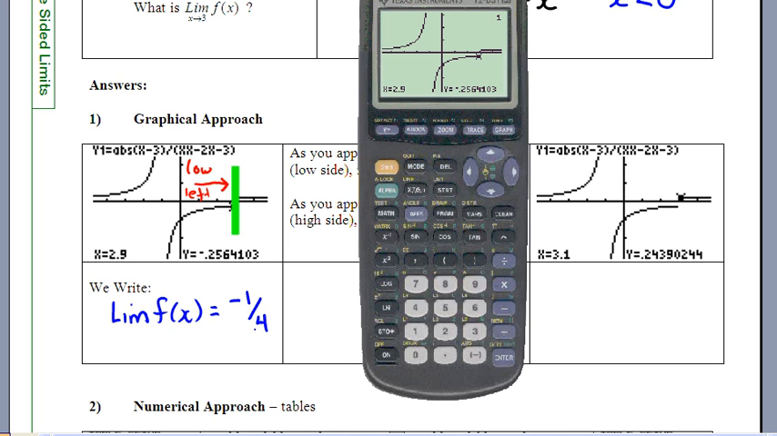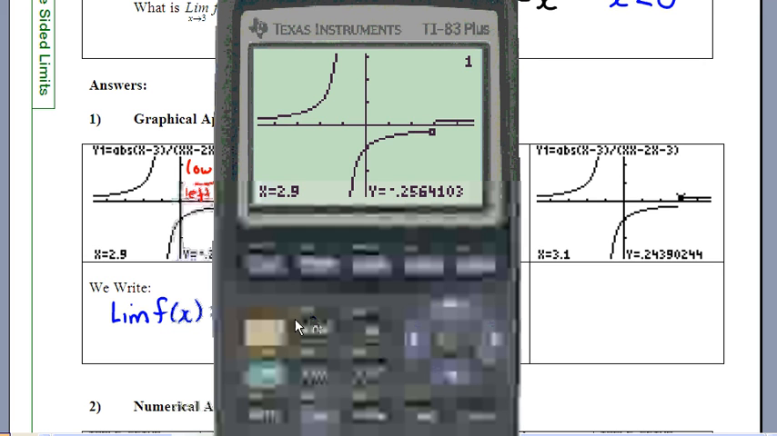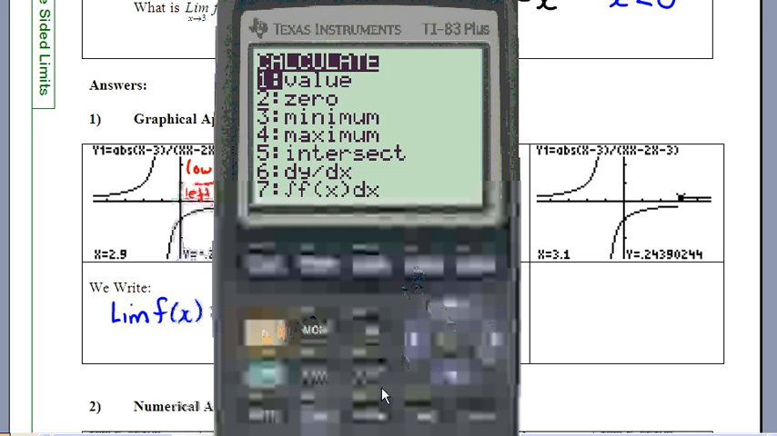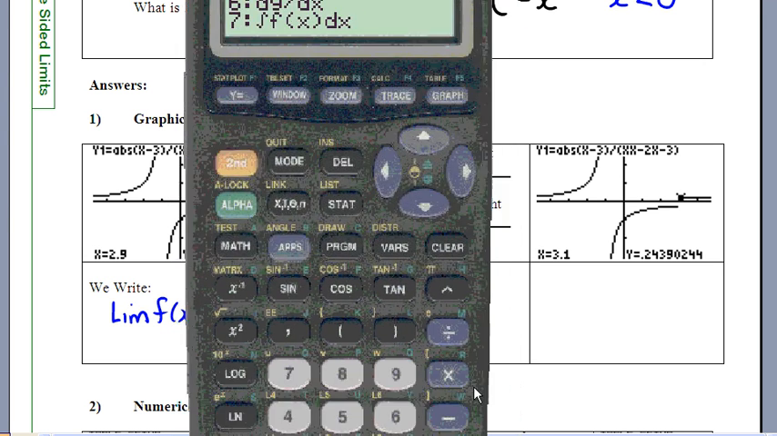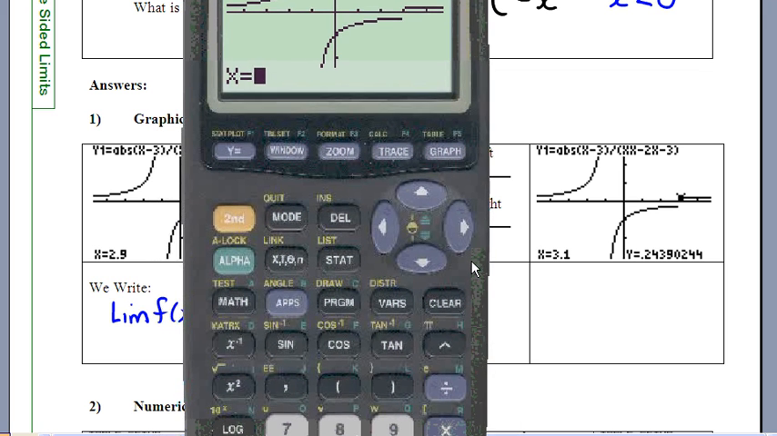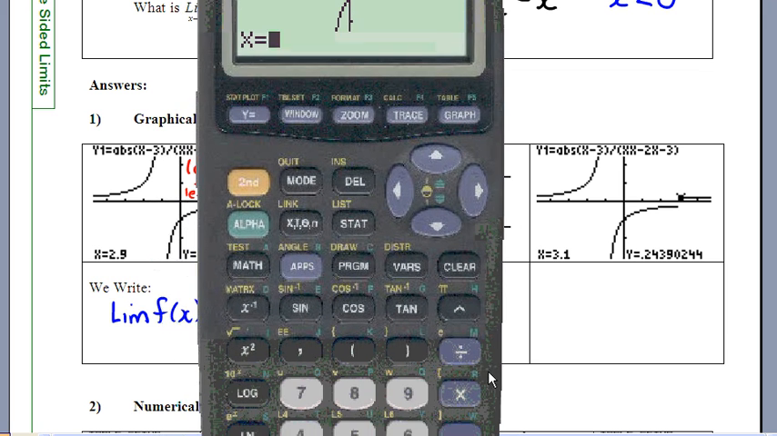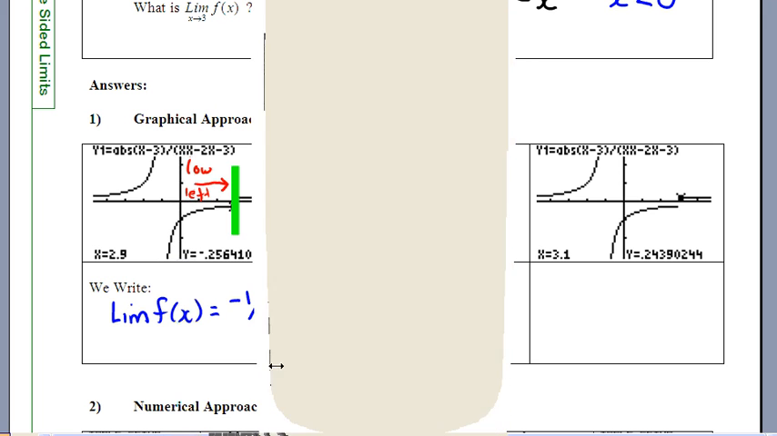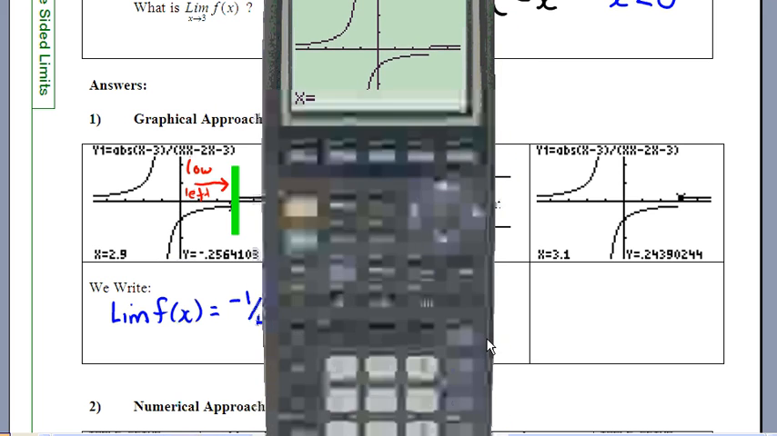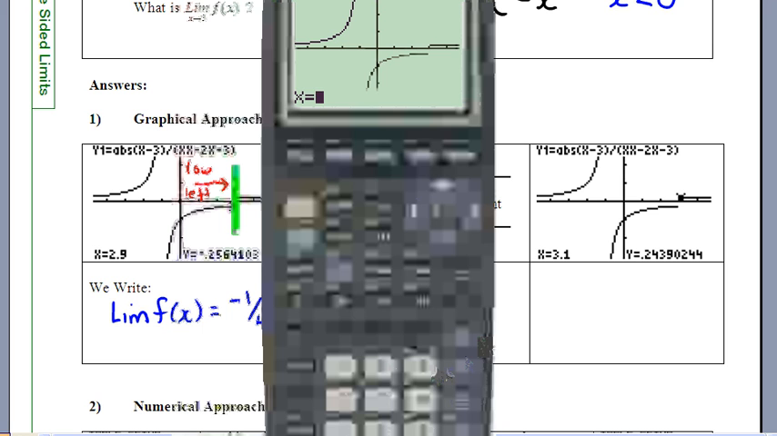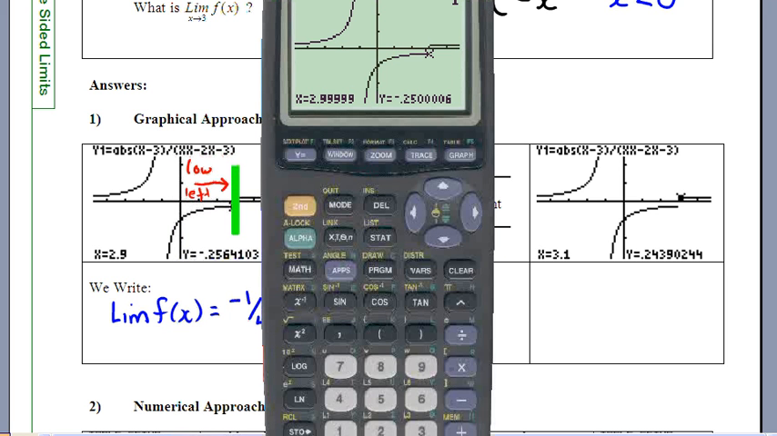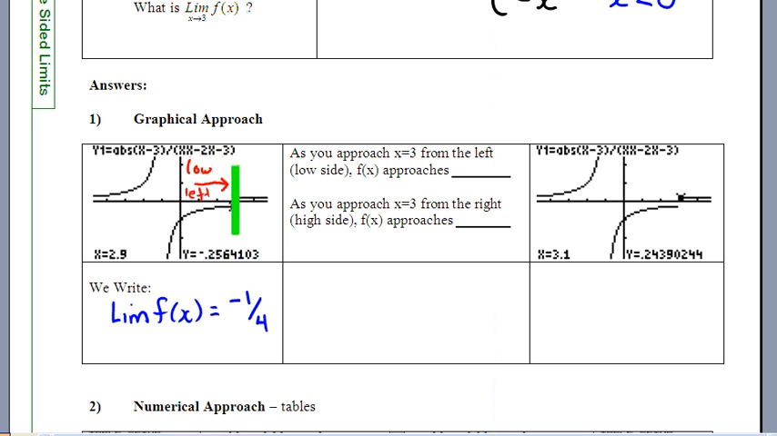And I can try just evaluating with my graphing calculator and say, hey, please calculate a value for me. Right, just going to hit enter there. And I can try putting numbers in that are really, really close to 3, but on the low side. So maybe I'll put in 2.99999, like that. And it's getting really close to -1/4. Just graphically, it looks like that's where we're going.